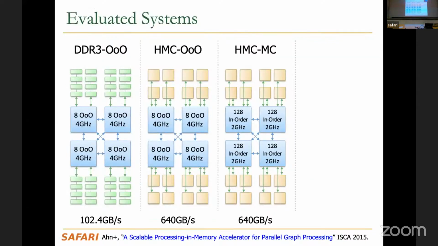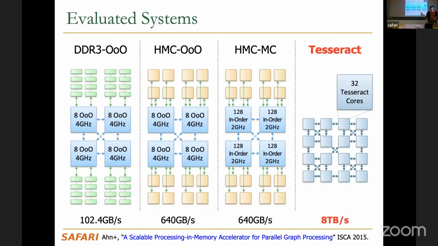I'm going to show you some performance results for evaluated systems. In the paper, they compare conventional processor-centric systems like this one, composed of out-of-order processors, either with DDR3 memory or with HMC memory. This is another baseline. In this case, it's not out-of-order processors, but in-order processors, many more, right? But all of them accessing external memory, HMC in this case, and they compare to Tesseract, right?